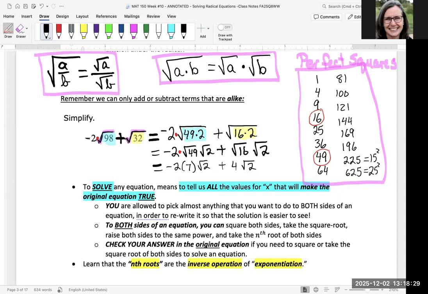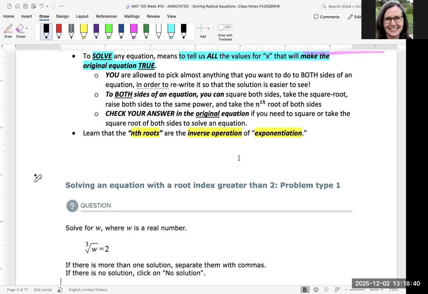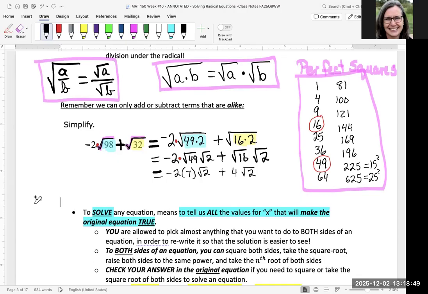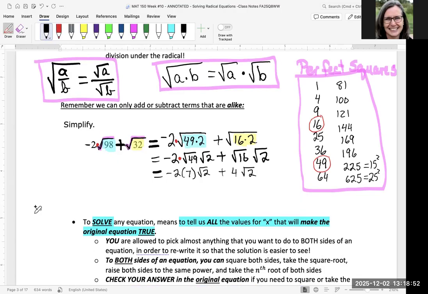And again, we're using the principal square roots. So when we take the square root of 16, we'll take the positive version. So 4. Square root of 49, take positive 7. So now what I'm looking at here, I have -14 times the square root of 2 plus 4 times the square root of 2. So this original expression that they gave us is synonymous to, or the same as, -10 root 2.